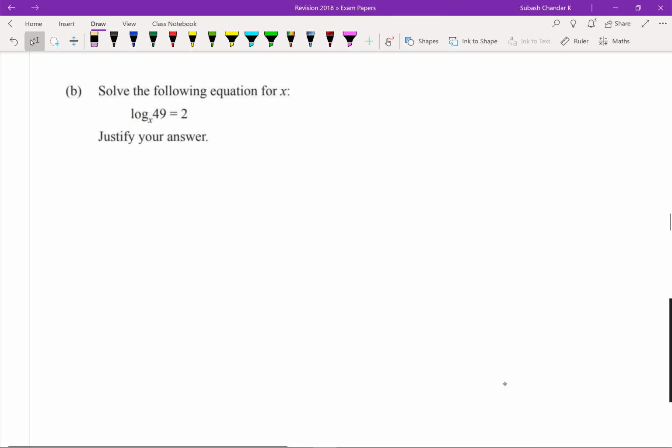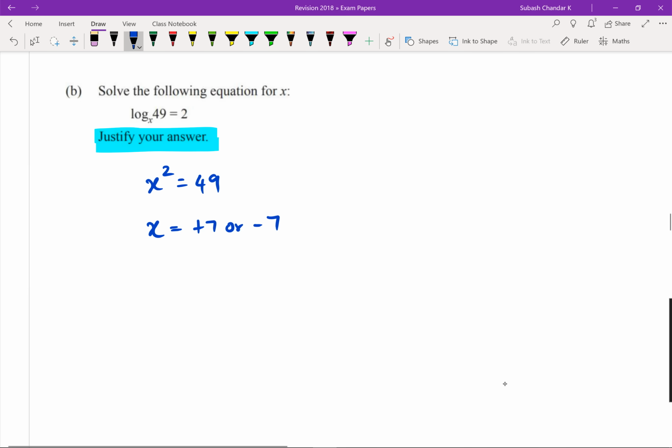Now we go to question B. It says log x 49 equals 2. But I guess the most important thing to notice is this extra part here that says justify your answer. So when we have log x 49 equals 2, we know that we can rewrite this as x squared is equal to 49. And when we take square root of 49, we get x is equal to plus 7 or minus 7.